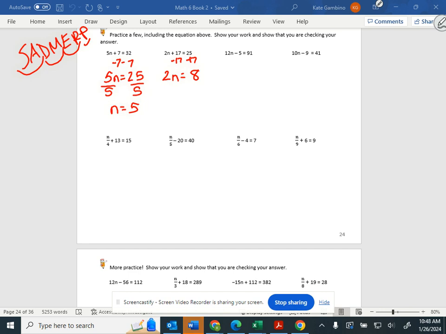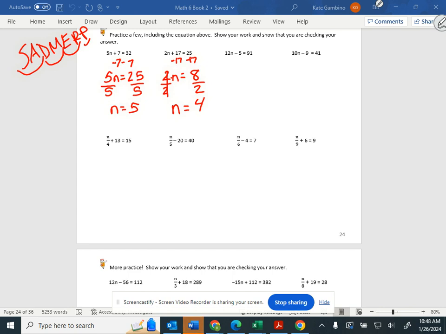What is this operation that I have to do, Layla? It is multiplying already. Remember, this is opposite operations. Yeah, so we are multiplying. We need to divide that 2. So 2 divided by 2 gives me the 1n. What is 8 divided by 2? 4. So I have n equals 4.